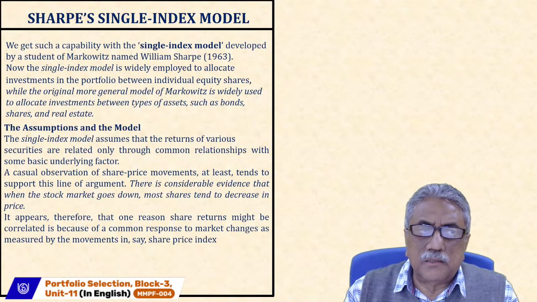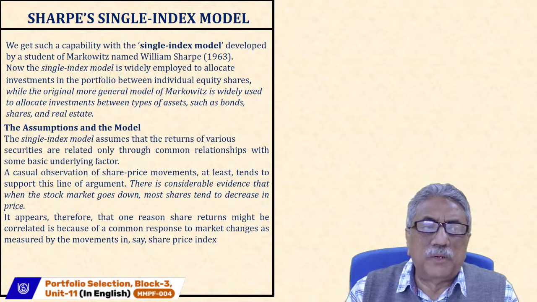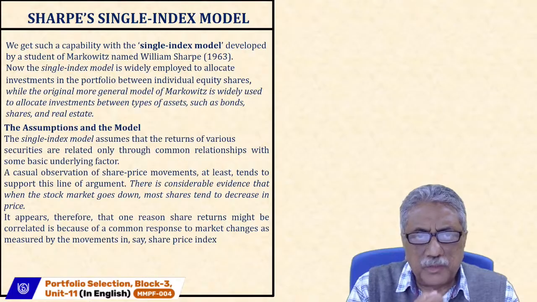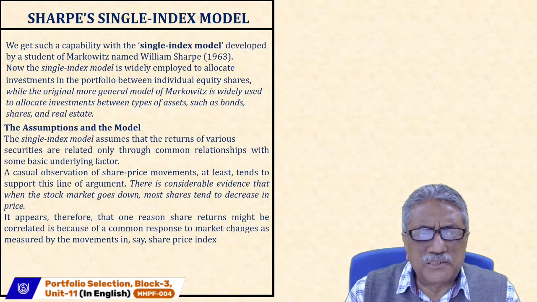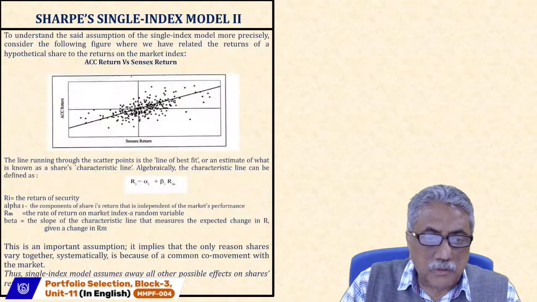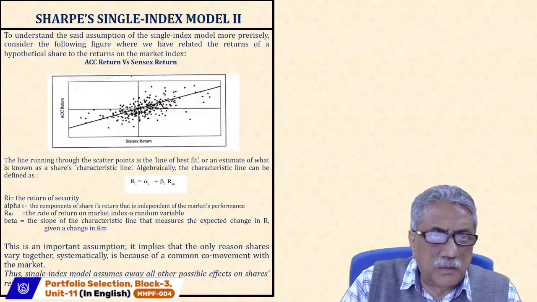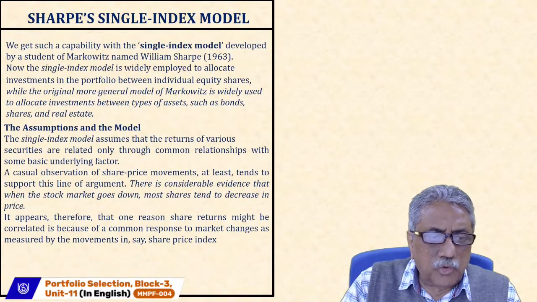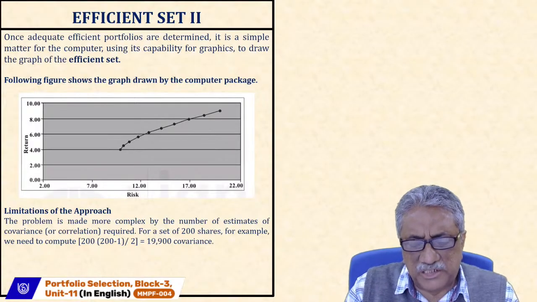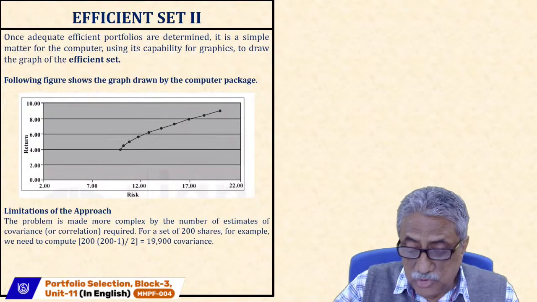We get such a capability with the single index model developed by a student of Markowitz named William Sharpe. What happens is that, as I told you earlier, for 200 shares there are 19,900 variations. For 500, there's more than a lakh.